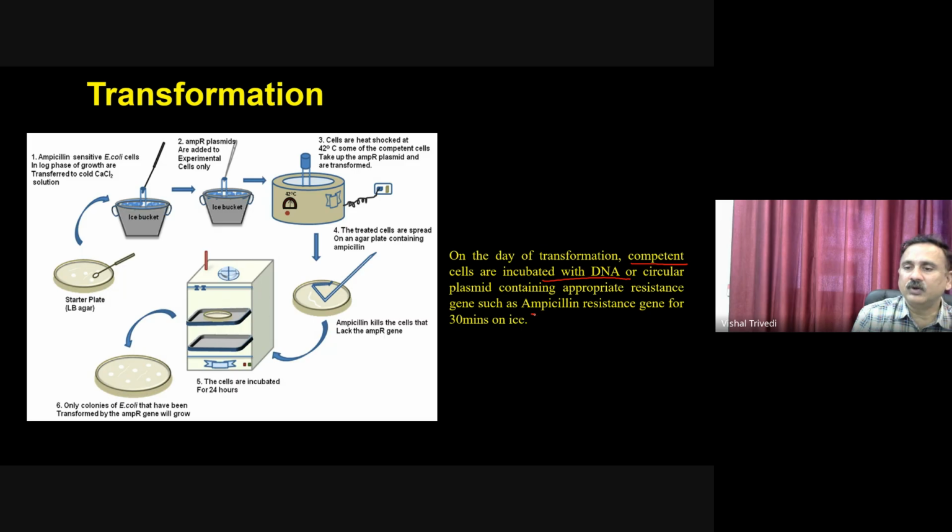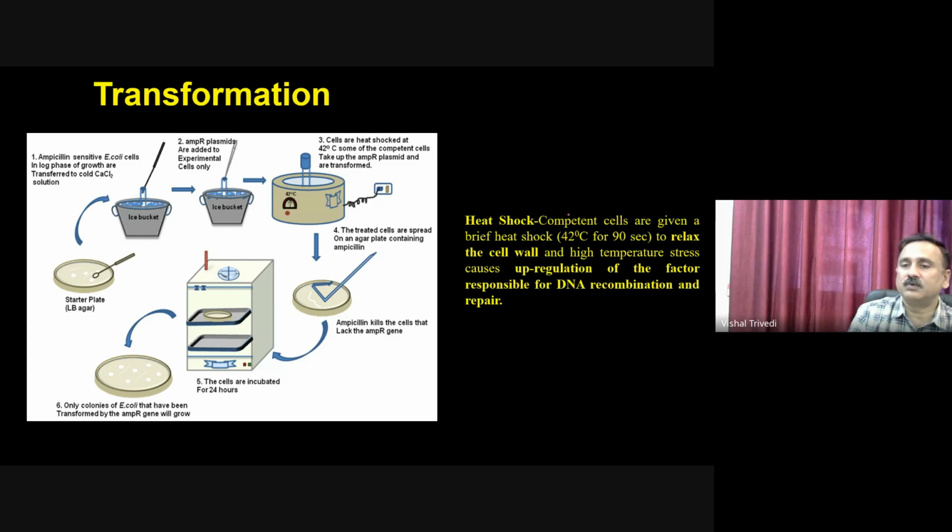Then you incubate it on ice for 30 minutes. Then the second step is the heat shock, right? So you are going to do a heat shock at 42 degrees Celsius for 90 seconds. When you do the heat shock, the plasma membrane is going to expand, because the lipids are going to be a little far away. And because of that, the DNA is going to enter inside the cell.